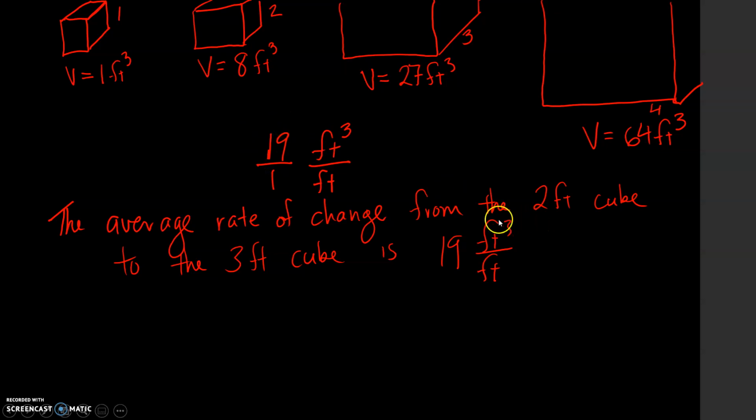If you're wondering if we should simplify feet cubed over feet, we shouldn't. That would look like feet squared. And we're talking about, in the numerator, a change in volume, and in the denominator, a change of side length. So we want to leave feet cubed over feet.